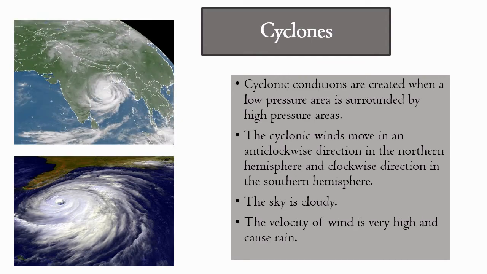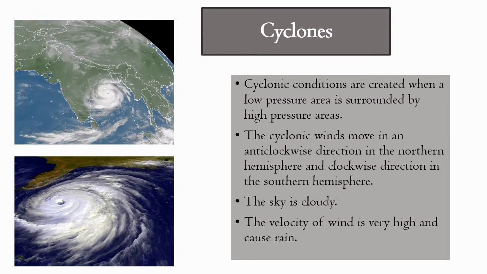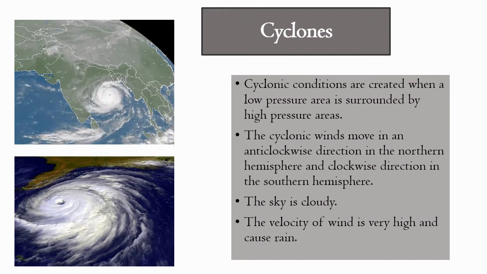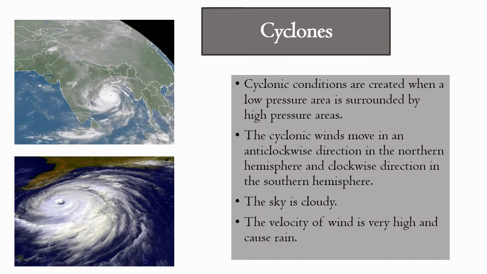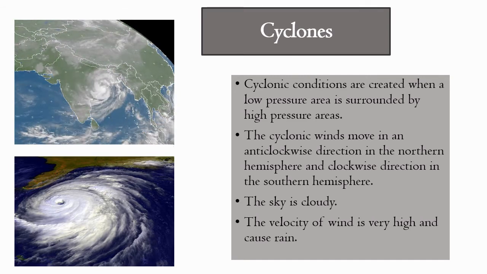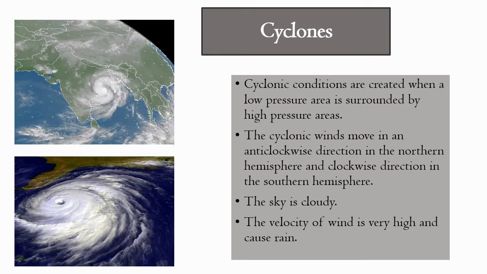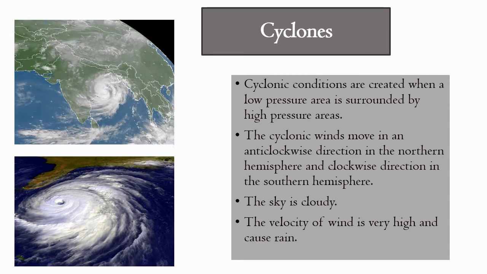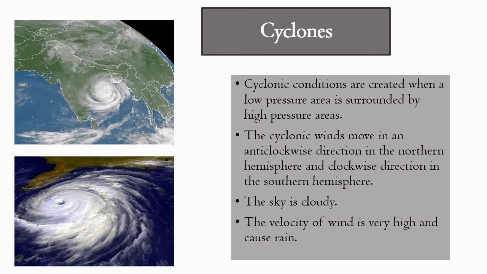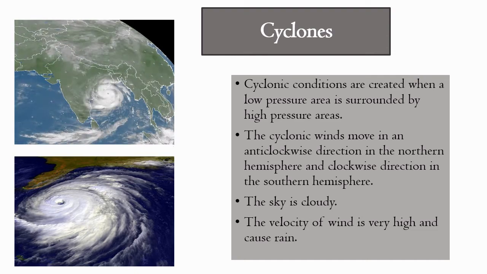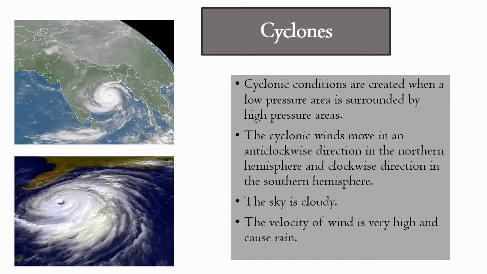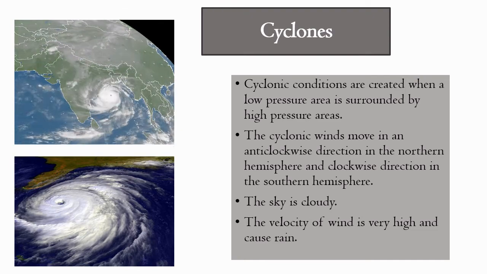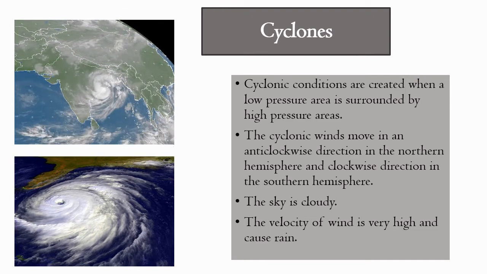Cyclones occurring in the western part of the Pacific Ocean along the coast of Japan, China, Philippines, etc. are known as typhoons. These storms arise in the months between June and October. Due to high velocity winds and heavy rains, these prove to be destructive.